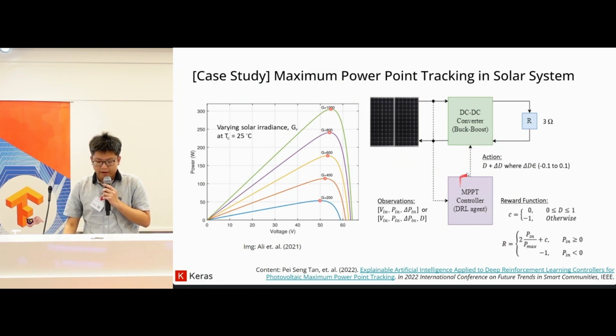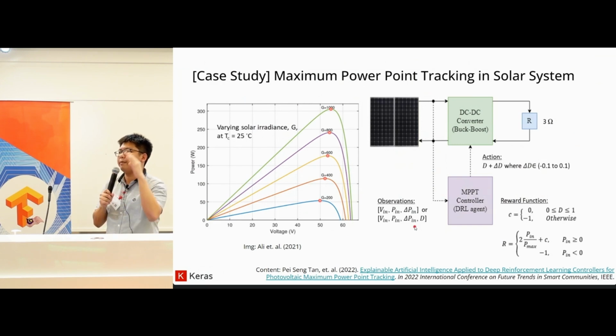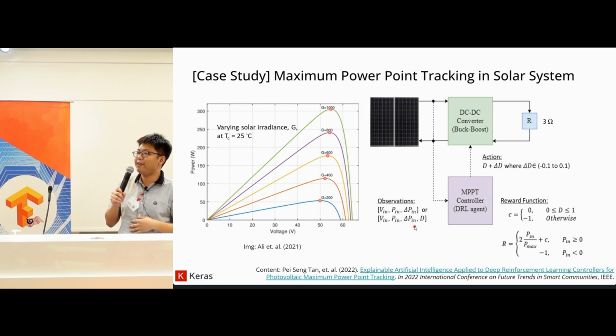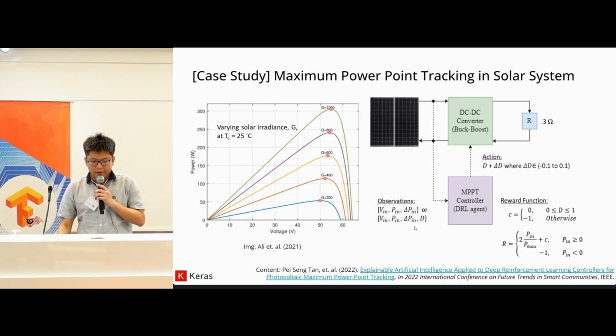Vin stands for the input voltage. It's the output voltage from the PV array, and the input of the DC to DC converter. And then I have Pin, which stands for input power. And then I have delta Pin, which is the difference between the current power and the previous power. And then I try to study the effect of this D.